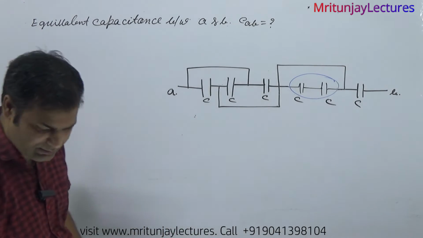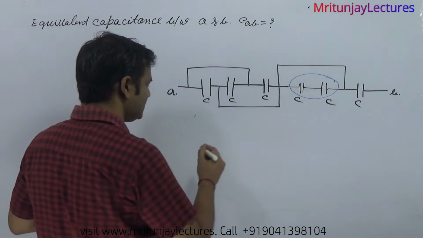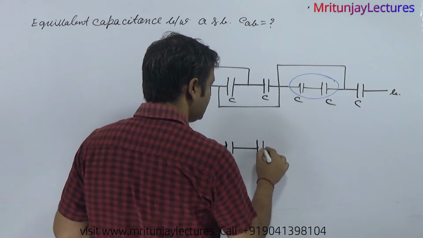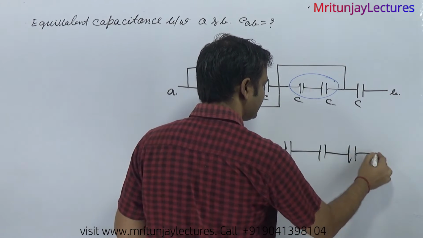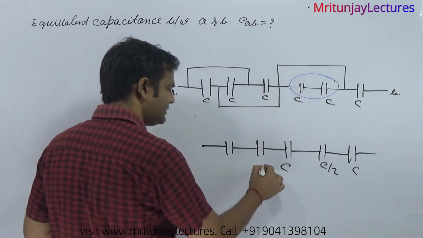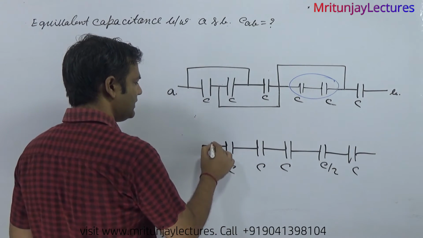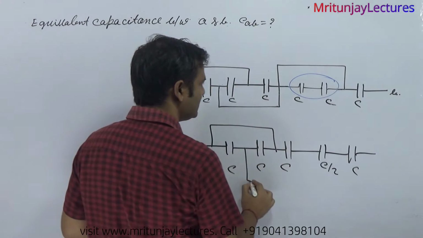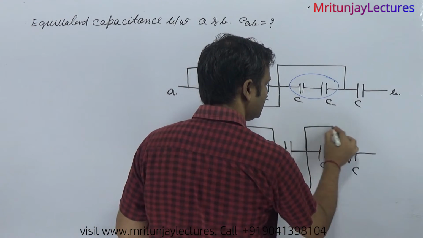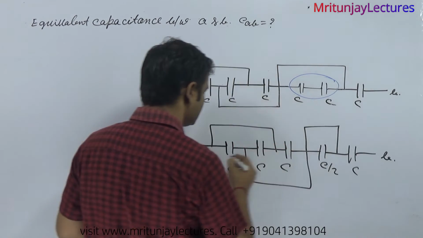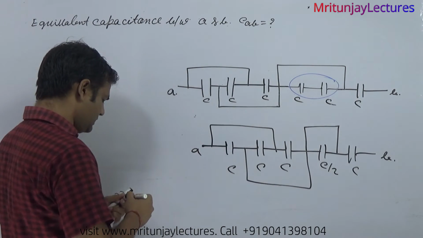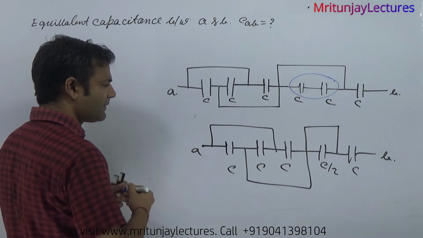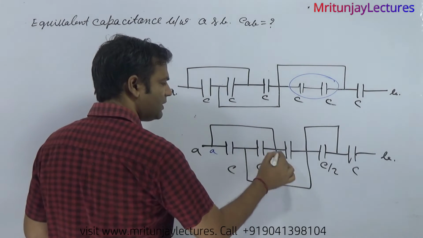Okay, redraw the circuit. That is C, and that is C/2, and that is C. That is C/2, C. Okay. Now, this one and this one are connected. That is point B, and that is A. Now, if this one is potential A, that is the same A.